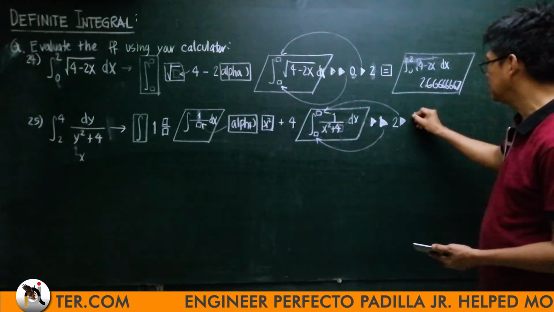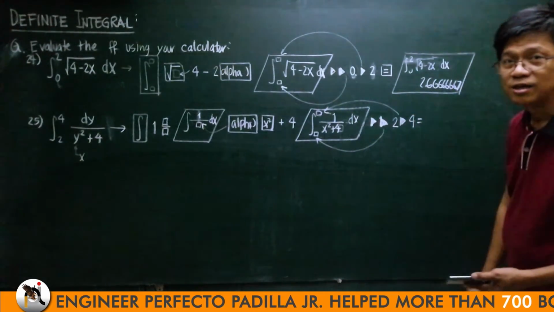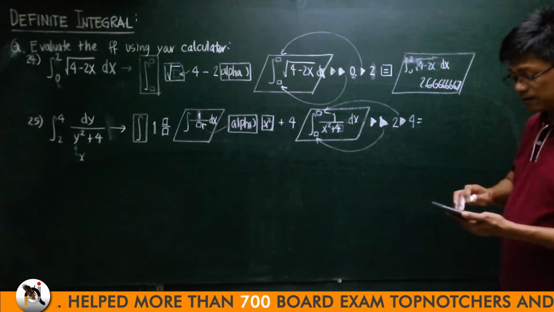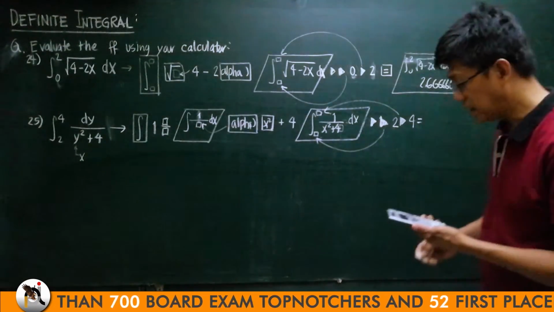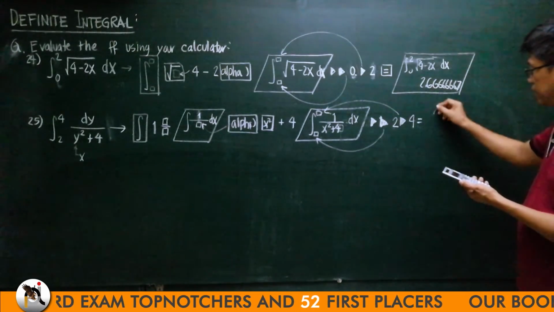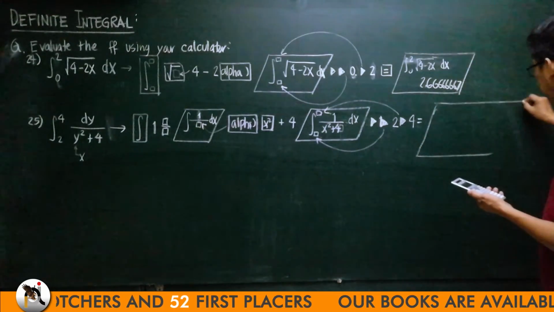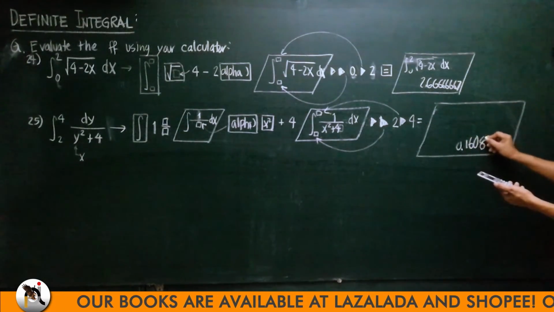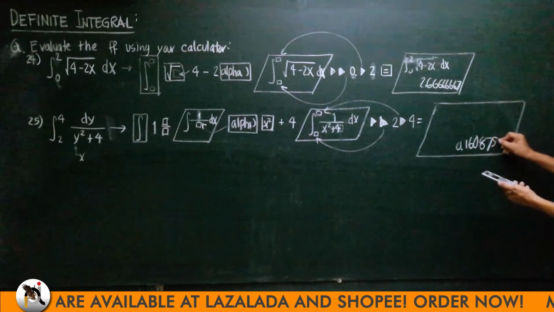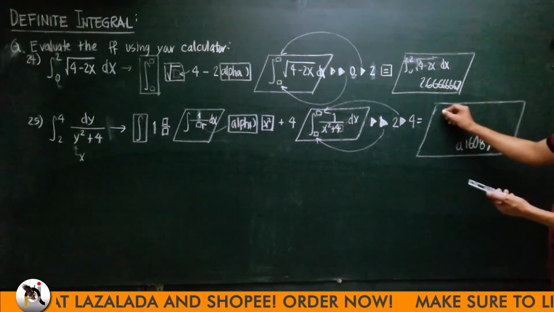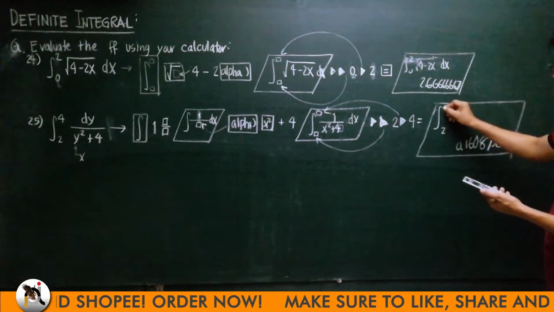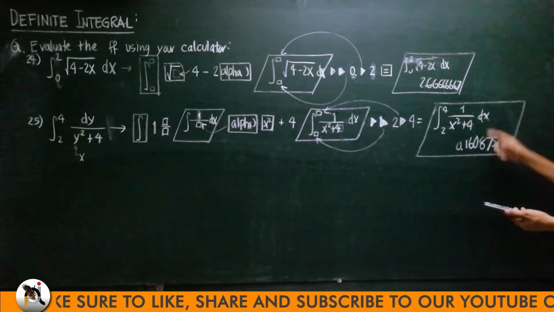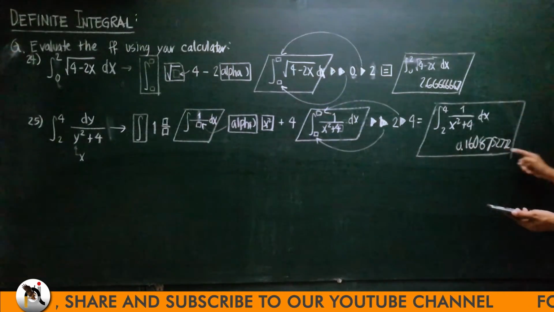The upper limit, 4, equals. Your calculator will display and it will say processing. Okay? So wait for the answer. And this would be 0. So the display will be 0.16087527772. So this is the display in your calculator. Okay? You get it? Meaning the integral of this is equal to this one.